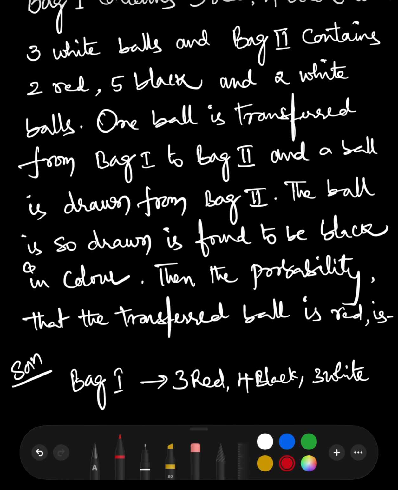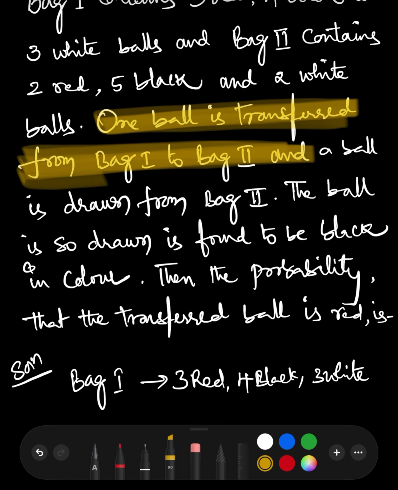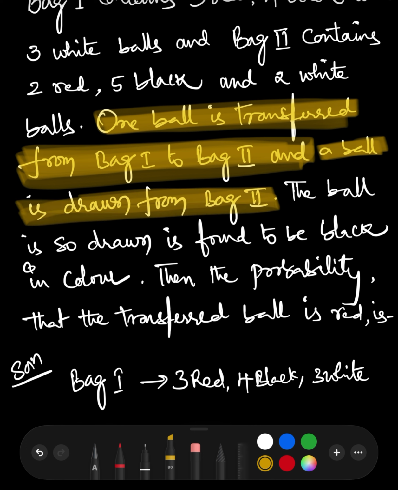So here it is given clearly that one ball is transferred from bag 1 to bag 2. First of all, what we have to do is transfer one ball from bag 1 to bag 2. After that, a ball is drawn from bag 2. After transferring a ball from bag 1 to bag 2, we need to draw a ball.